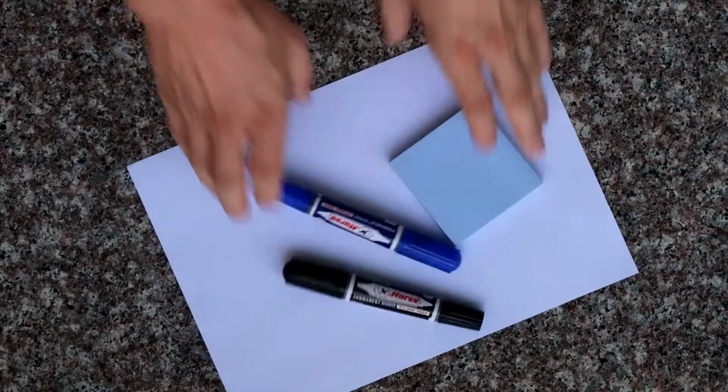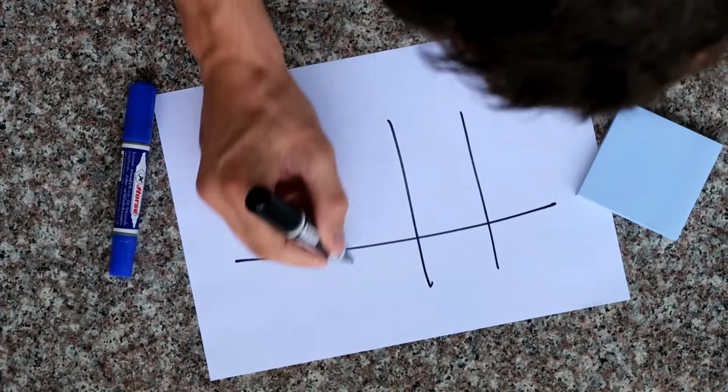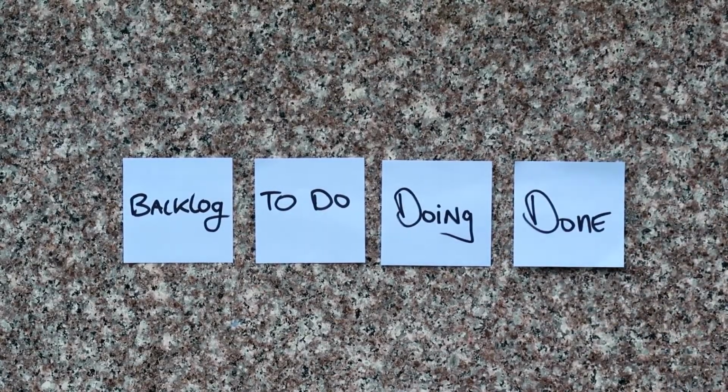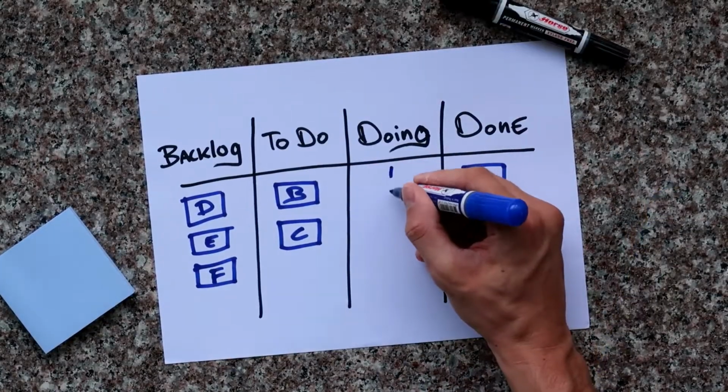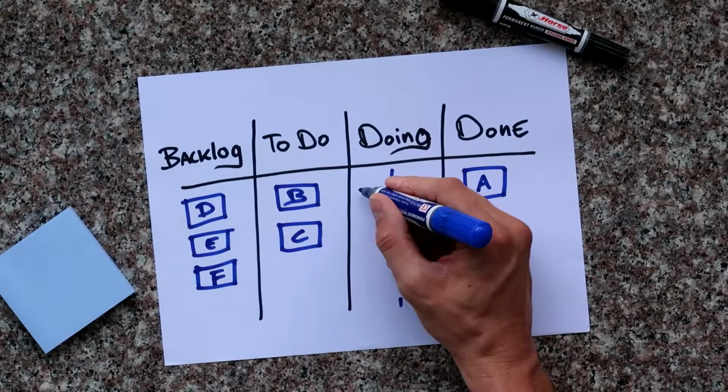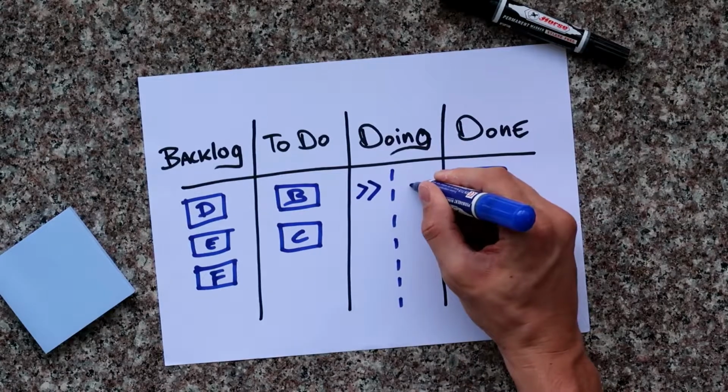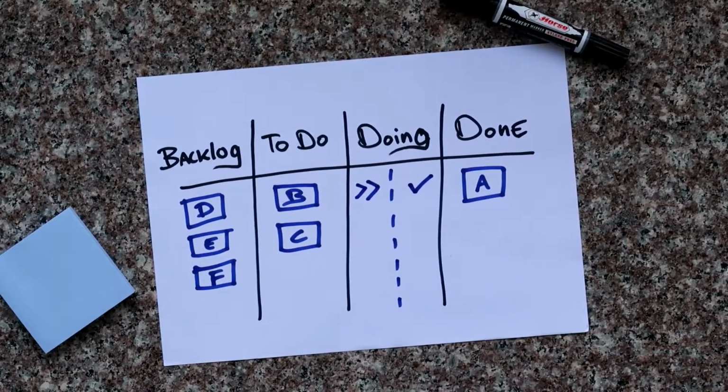So maybe just start with 4 columns: backlog, to do, doing and done. Easy. Sometimes it also helps to split a doing column in 2, ongoing and done. That way it will be even easier to see which pieces of work are blocking your flow. Just remember not to take it too far, because simpler is often better.